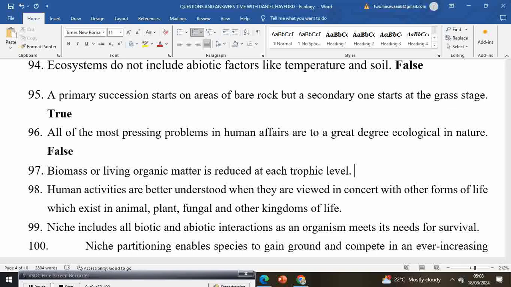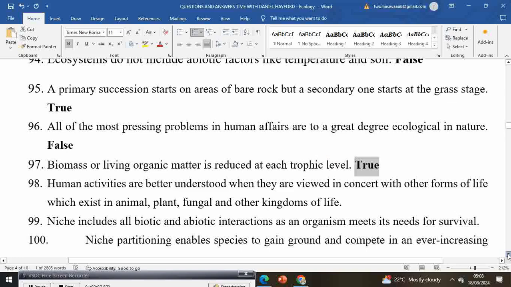Now, question number 97. Biomass or living organic matter is reduced at each trophic level. This statement is true. Biomass or living organic matter is reduced at each trophic level, each feeding level.